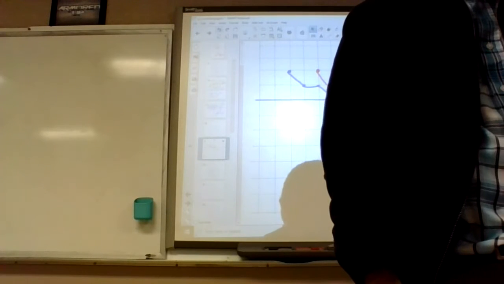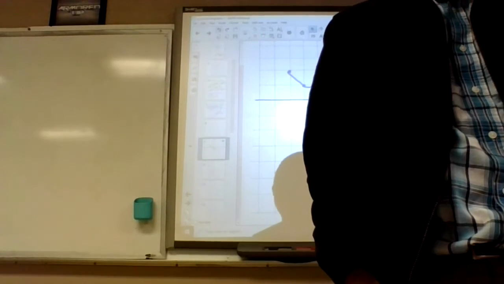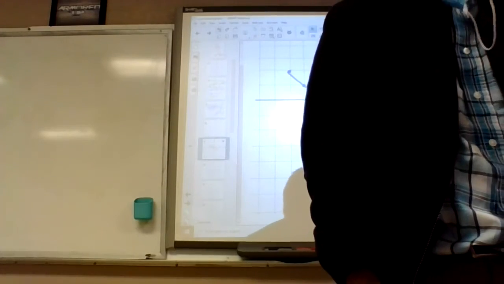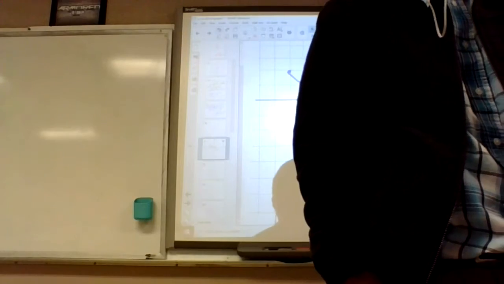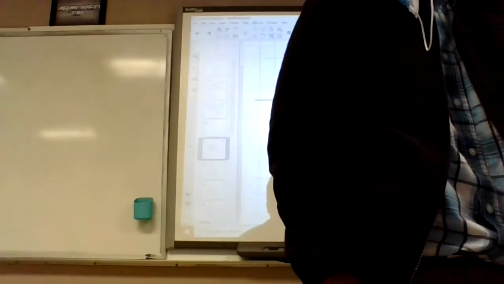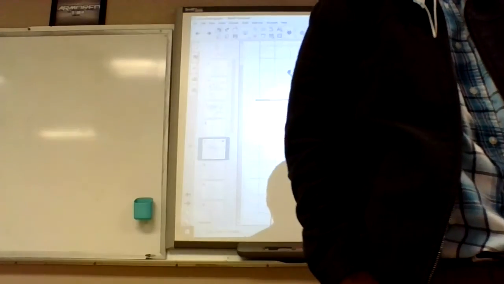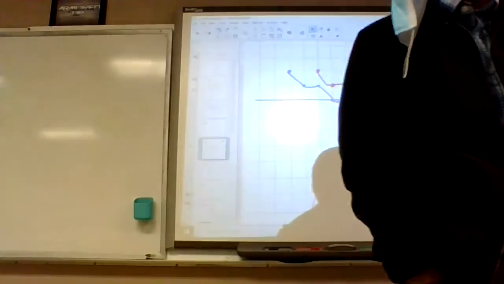Someone wrote 3 on the paper. 7, well, you know what? 7's kind of an easy one. That might be good for the test then. Number B, what are the maximum and minimum values for g? 4 and 1. Yeah, 4 and 1. 4 goes up to 4, that's the maximum, goes down to 1, that's the minimum.